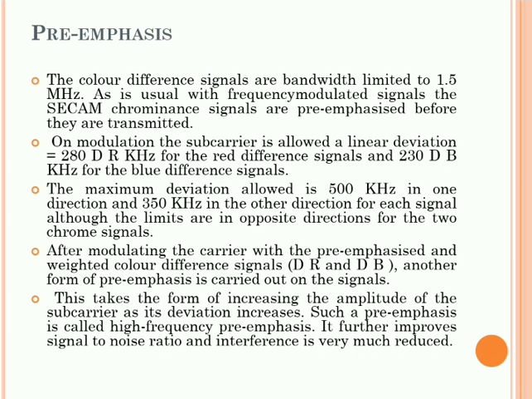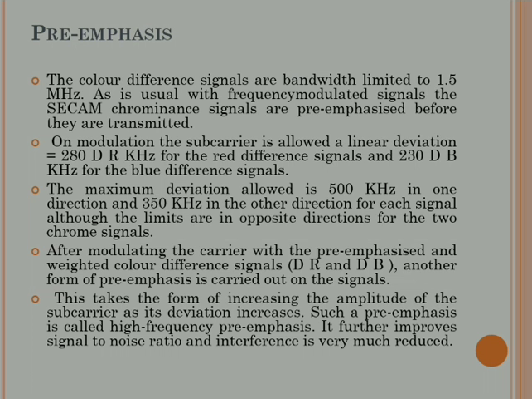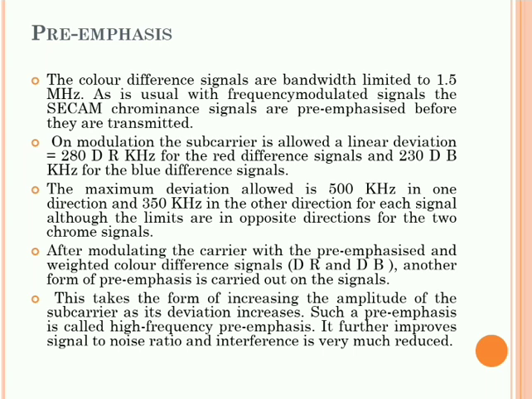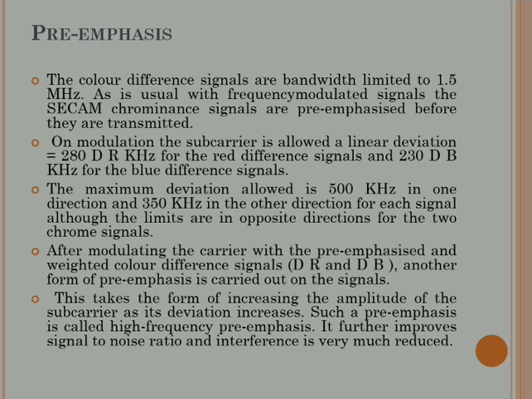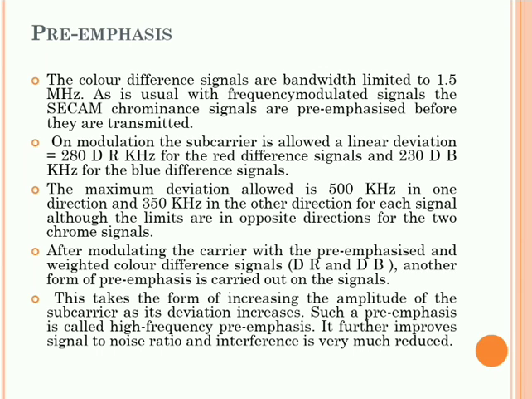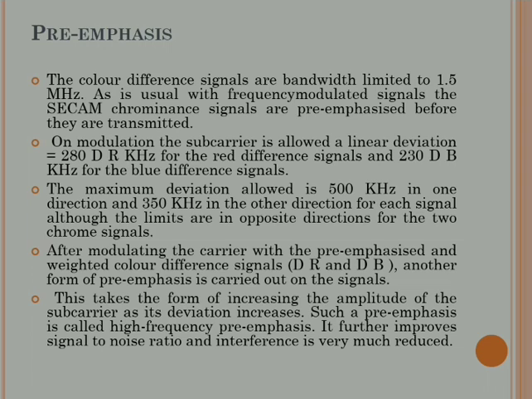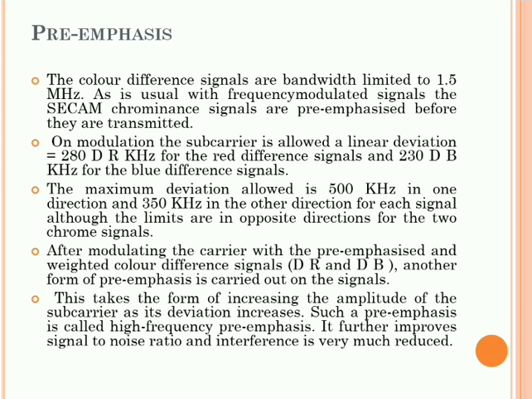After that, we are using the preemphasis process here. You might have seen in the diagram that we are using the preemphasis process. The color difference signals are bandwidth limited to 1.5 megahertz, as is usual with a frequency modulated signal. The SECAM chrominance signals are preemphasized before they are transmitted, meaning that before modulation we have to provide preemphasis for the SECAM chrominance signal. On modulation, the subcarrier is allowed a linear deviation equal to 280 DR kilohertz for the red difference signal and 230 DB kilohertz for the blue difference signal. The maximum deviation allowed is 500 kilohertz in one direction and 350 kilohertz in the other direction for each signal, although the limits are in opposite directions for the two chrominance signals.